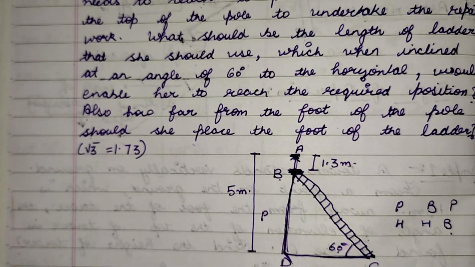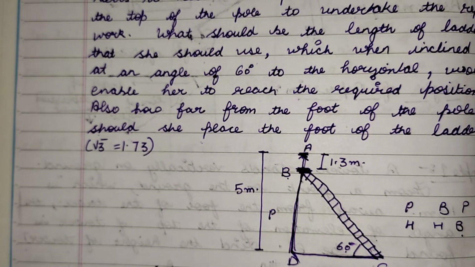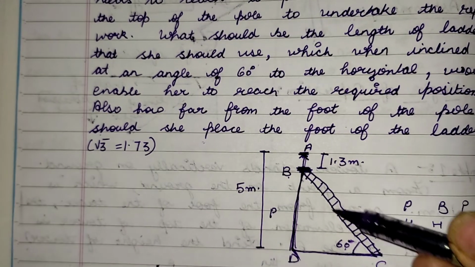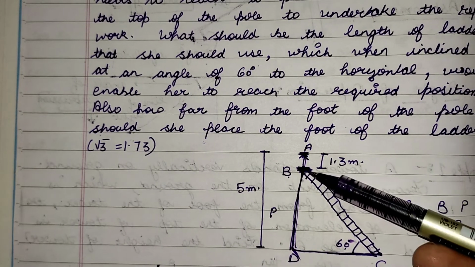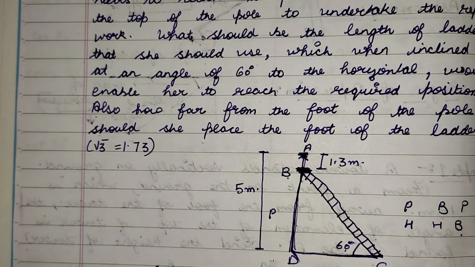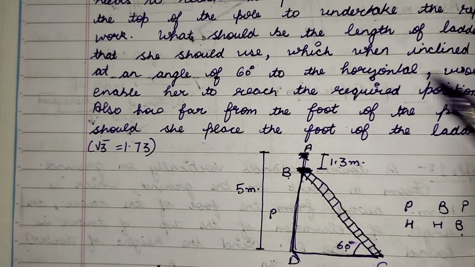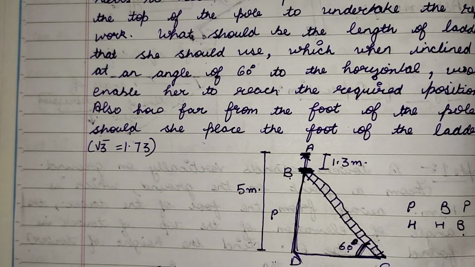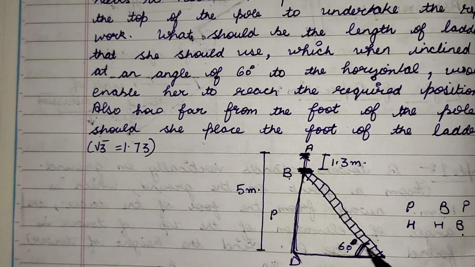Generally you have seen that sometimes electricians repairing a tower or pole keep the ladder at a slant height. That's why I have made the diagram like this, that this is a slant height which is kept against the pole, inclined at an angle of 60 degree to the horizontal. So the angle of elevation given to you is 60 degree, which would enable her to reach the required position.